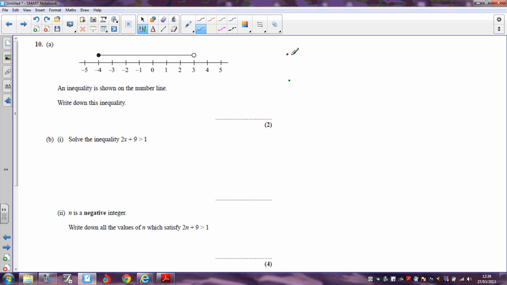Let's say that the number we're going to put in the middle is x. I can see that x is greater than or equal to -4. And I can also see that x is less than 3. And we can put the two together as a single inequality with x in the middle. x is less than 3, and x is also greater than or equal to -4.